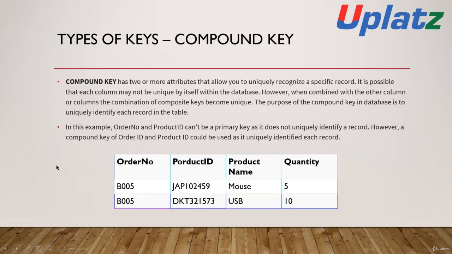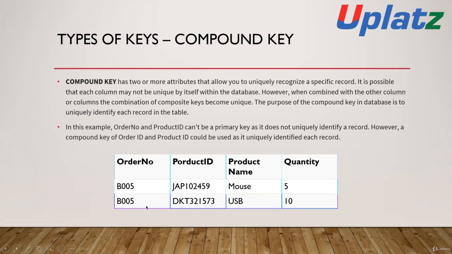Next in line is the compound key, where 2 or more attributes allow you to uniquely recognize a specific record. It is possible that each column may not be unique by itself within the database. This can happen when, let's say, you have a table like this. It would be better explained with an example.